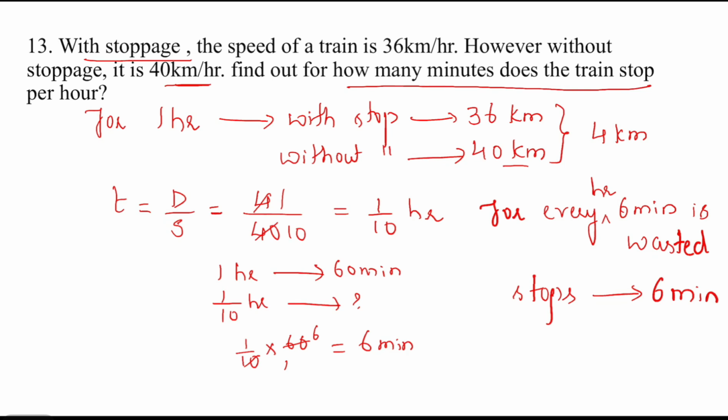See here once again, for 1 hour with stop the train is covering 36 km. For 1 hour without stop it is covering 40 km. So what is the difference? 4 km is the difference between them. So the time taken is 4 kilometer divided by 40, because take the ideal speed. So 4 by 40 is 1 by 10 hour, 1 hour is 60 minutes, so 1 by 10 hour is how many minutes? It is 6 minutes. So that means the train stops for 6 minutes.